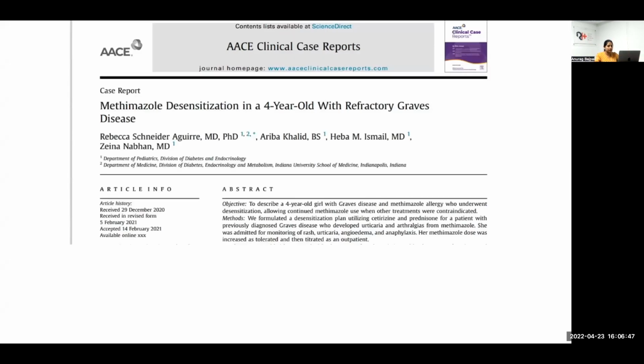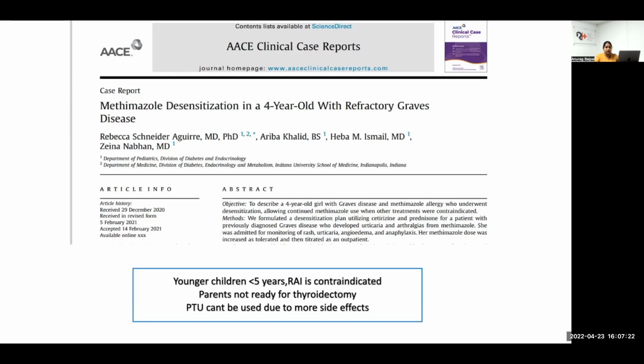So I just want to share this one case report. This is regarding methimazole desensitization. This paper was published by the Department of Pediatrics at the Indiana University School of Medicine. A 4-year-old girl came to them with Graves' disease and eye signs, and she developed rashes and arthralgia. As she was 4 years old, she was not a candidate for radioactive iodine, and her parents were not ready for surgery. So they developed this desensitization protocol for methimazole.